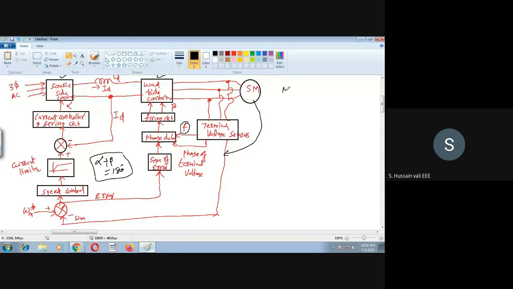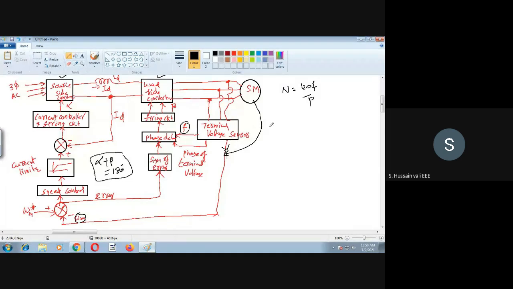From the frequency, you know very well the speed is equal to 120 f by p. I hope you know this in the case of the synchronous motor. So by sensing this terminal voltage, you get the frequency, and from the frequency itself you calculate and take this speed signal here. This is omega m, the speed of the synchronous motor. It's better to take it through the terminal voltage sensor only, because you don't need an extra speed sensor here.